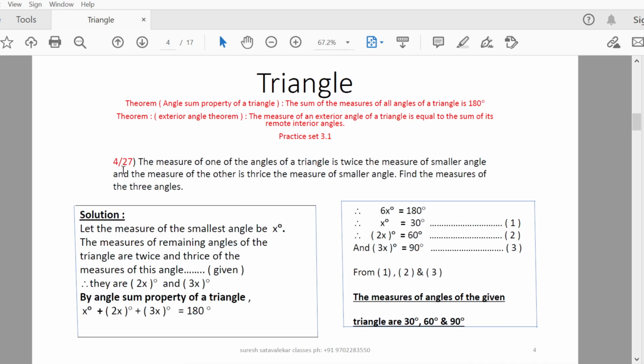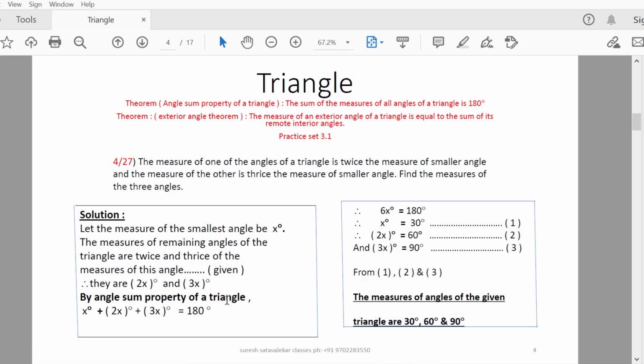Now let us see example number 4 on page 27. The measure of one of the angles of a triangle is twice the measure of the smaller angle, and the measure of the other is thrice the measure of the smaller angle. Find the measure of all the three angles. Solution. Now again we are going to use the angle sum property of a triangle. Let the measure of the smallest angle be x degrees. The measures of the remaining angles of the triangle are twice and thrice the measure of this angle. It is given. Therefore, they are 2x degrees and 3x degrees.